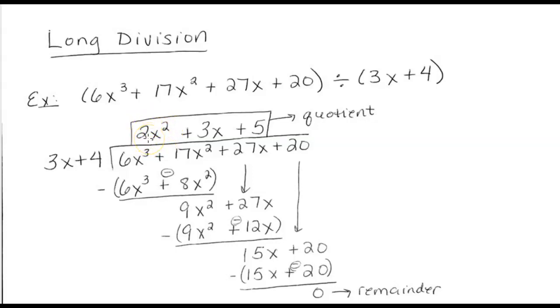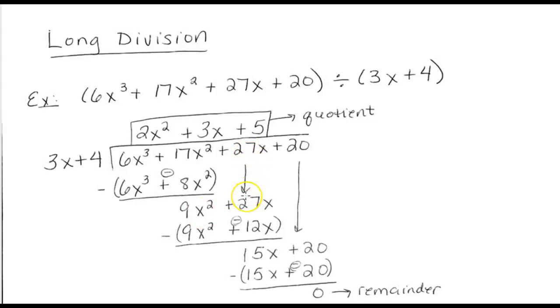Once you put the expression on top, you're going to multiply it by the entire expression out in the front. So 2x squared times 3x is 6x cubed, plus 2x squared times 4 is 8x squared. Next step is to take that entire quantity and subtract it. Subtracting it means distribute your negative. So the 6x cubed terms cancel, and then negative times the positive means a minus. So 17x squared minus 8x squared is 9x squared.